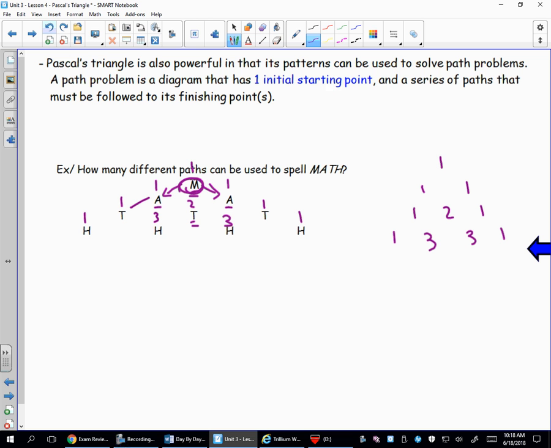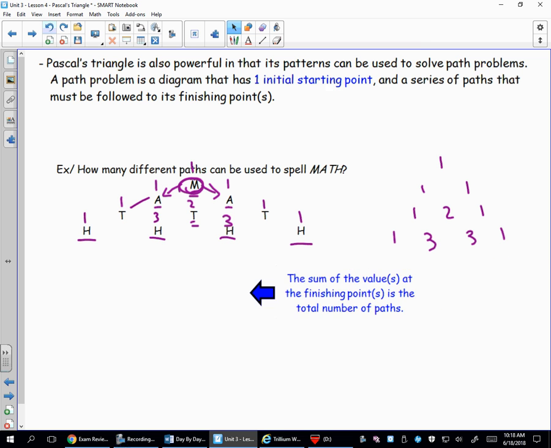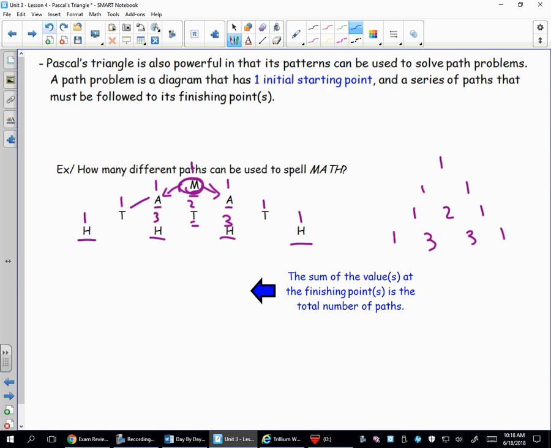So how many different paths can spell math? There's 1 path that'll get to this M-A-T-H. There's 3 for this one. There's 3 for this one, 1 for this one. So when I want to find my total number of paths, we're going to add up each of the finishing points. My total number of paths in this case is 8. There's 8 different ways to spell math by following this array, this triangle of numbers.